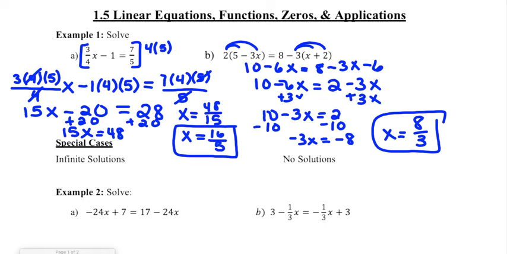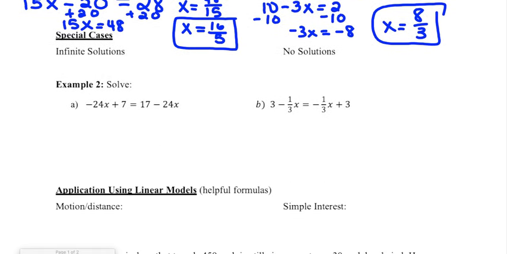Okay, special cases. We've got two special cases where we might get an infinite or all solution and a no solution. An infinite solution would be where the variable goes away, but you're left with something that is a true statement, like 5 equals 5. That would be an all solution. A no solution: the variable goes away, but maybe you're left with 4 equals 7. Well, that doesn't make sense. That is not true, so that would be a no solution.